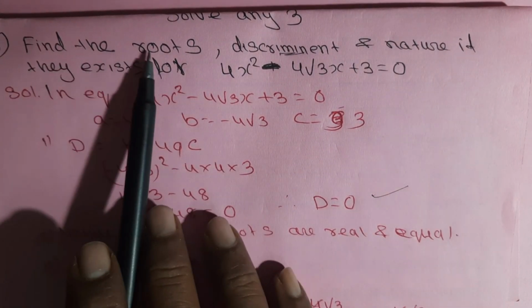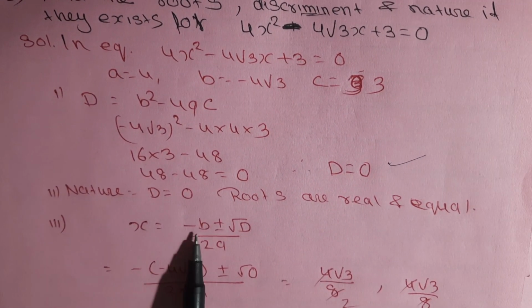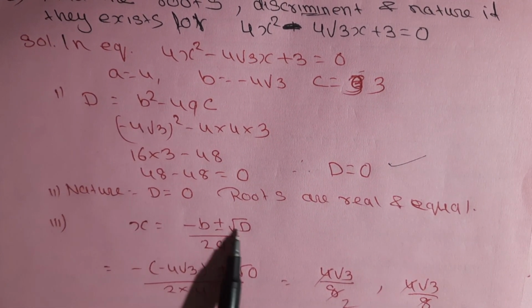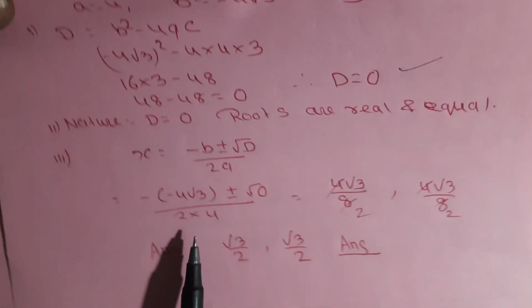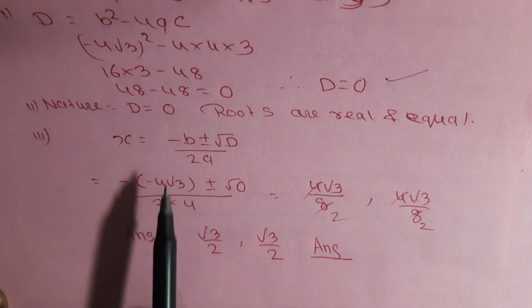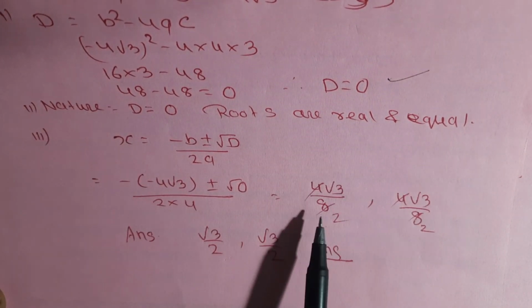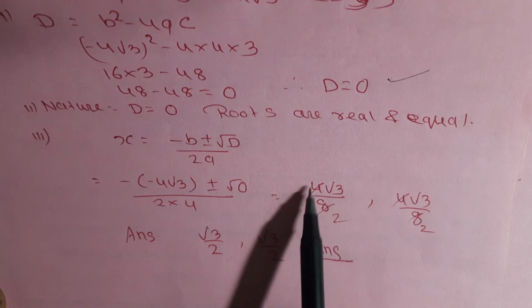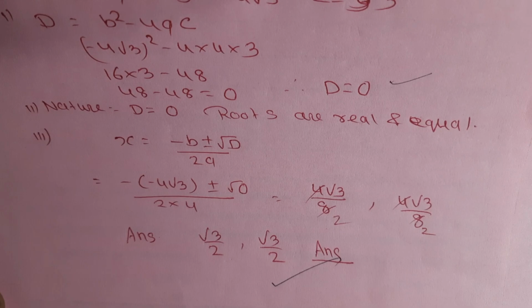Now we have to find the roots also. So to find the roots we have the formula x is equal to minus b plus minus root of the discriminant, by 2a. This is the formula. So in this formula put the values of b and the discriminant and you will get, because the roots will be equal, we got 2 equal roots. So cancel it and you will get this answer. So this is question number 15.